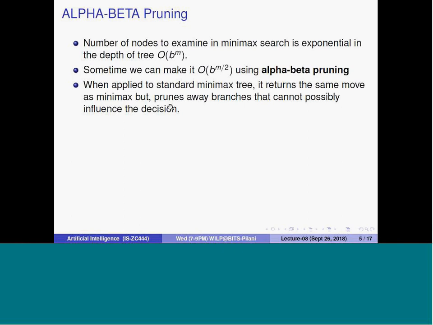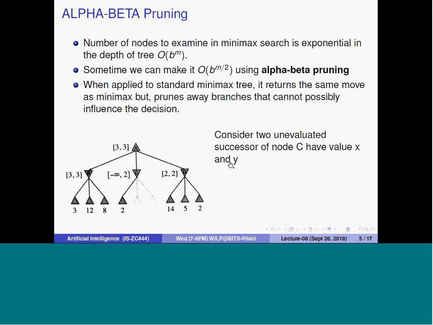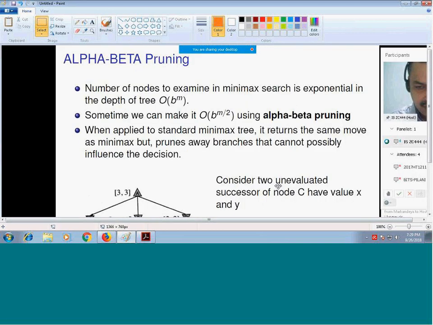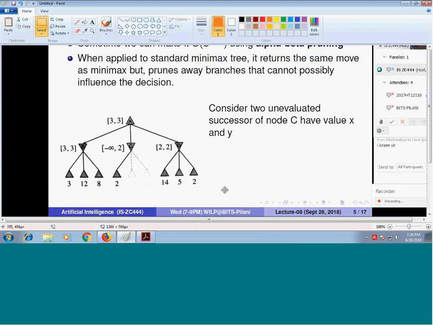Okay, so we are going to discuss this in detail. Let's see this particular example. Consider the two evaluated successors of the node C, X and Y. So this is what. Let me take it here.